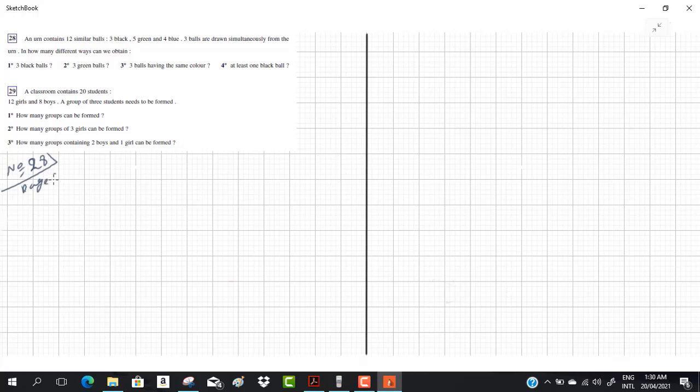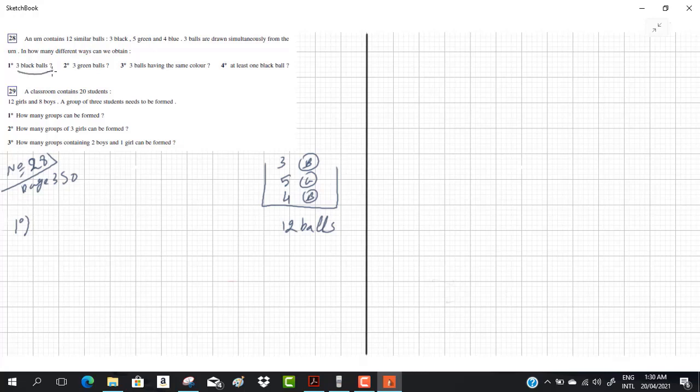page 350. An urn contains 12 similar balls, 3 black, 5 green, and 4 blue. The total is 12 balls. 3 balls are drawn simultaneously from the urn. In how many ways can this be done? We are selecting 3 balls out of the urn.